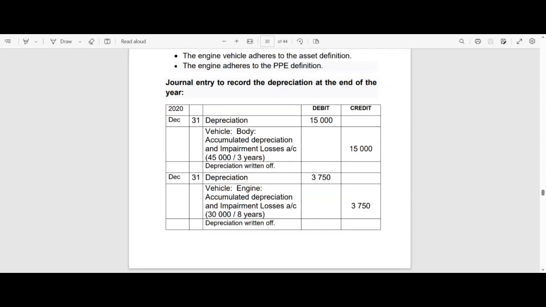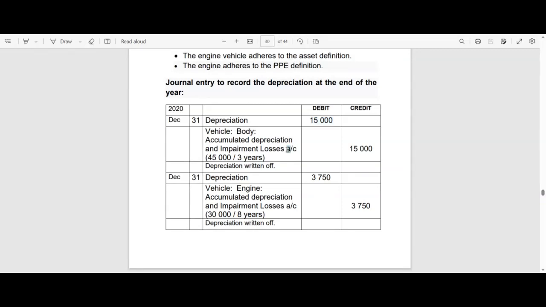It is 45,000 rands as you've typed there. It has a remaining useful lifetime of 3 years. So if we take that 45,000 divided by 3, it means the depreciation for the full year at the end of December will be 15,000 rands. Okay, so we're going to debit the depreciation expense with 15,000 rands.